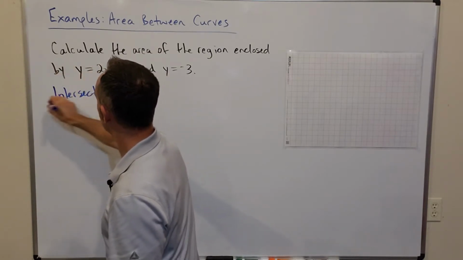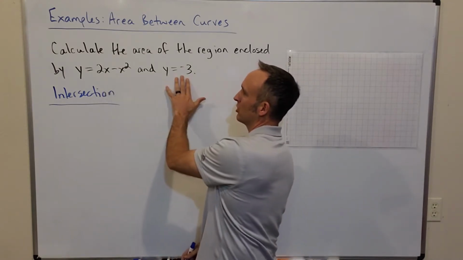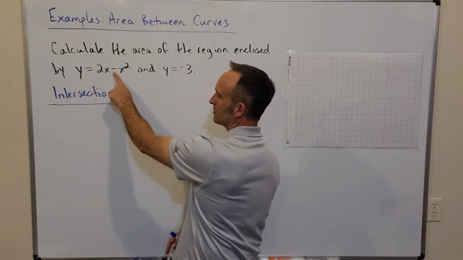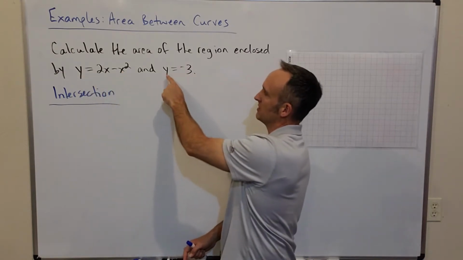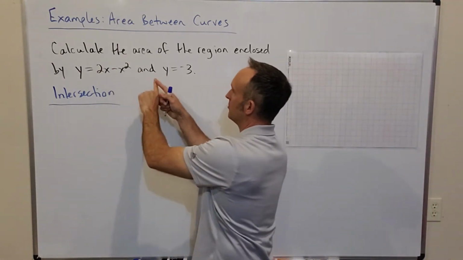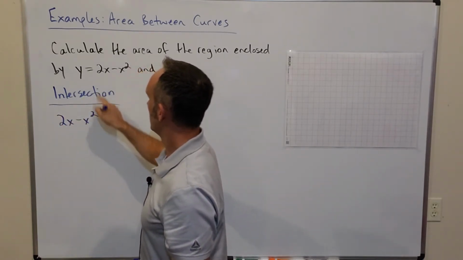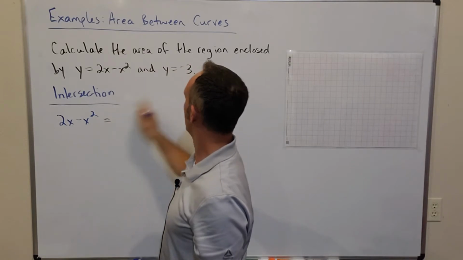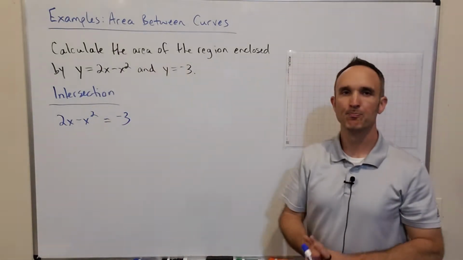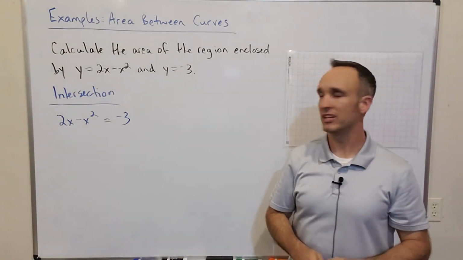So we'll find the intersection first. To find the intersection, we have to figure out where these two things are equal. The first equation is y equals 2x minus x squared, and the second one says that y equals -3. If they're going to overlap, the two y's have to be equal. In other words, we have to solve the equation 2x minus x squared equals -3. We'll solve this equation for x, and that will tell us where the two curves intersect.